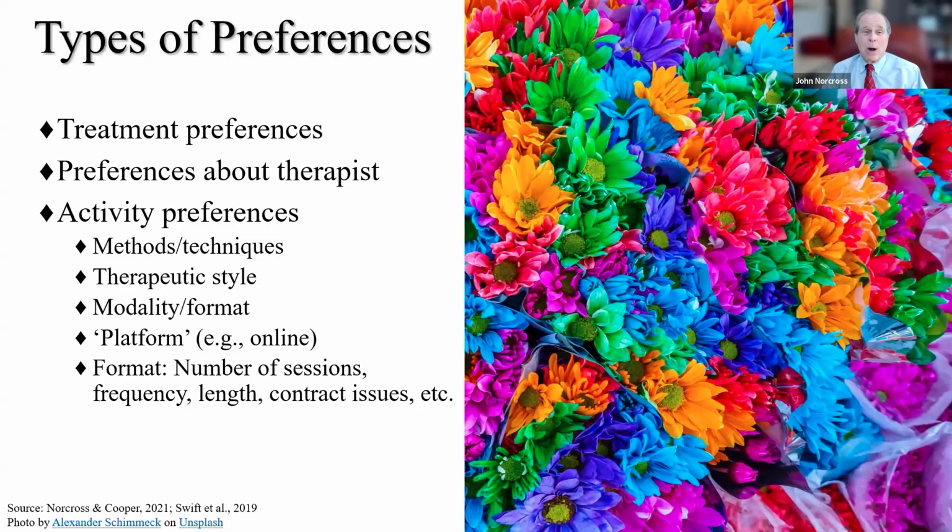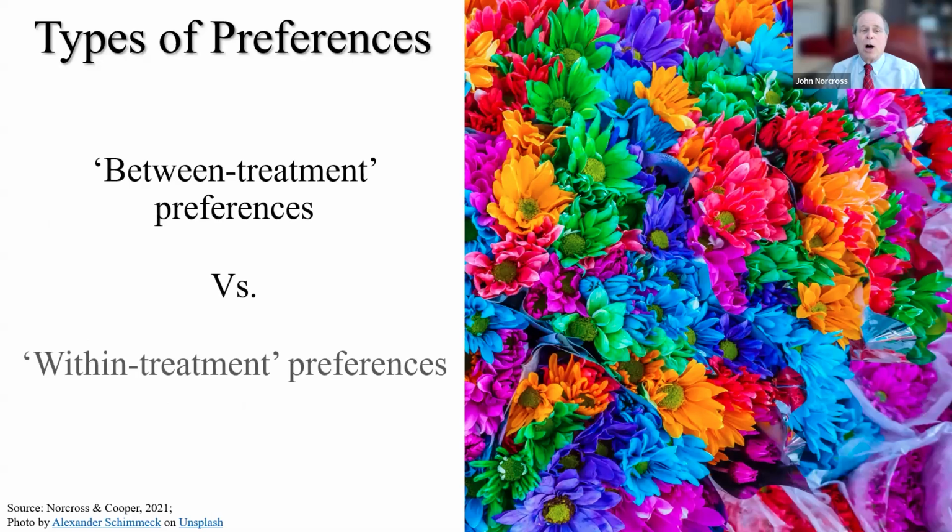Or they may be requesting specifically individual, conjoint family, couples work, or group work; the type of platform, online, in person, or perhaps hybrid; and then innumerable considerations regarding the length of sessions, the frequency of sessions, and so forth. As we've also said, we can make a simple distinction between what occurs within session versus what happens between the sessions. Hence, between-treatment preferences and within-treatment preferences.